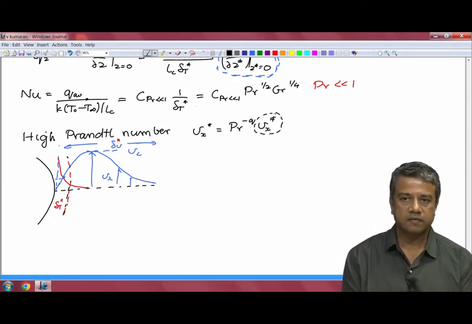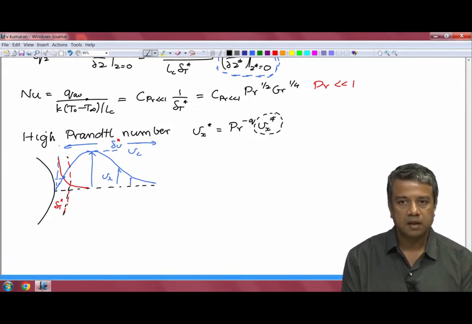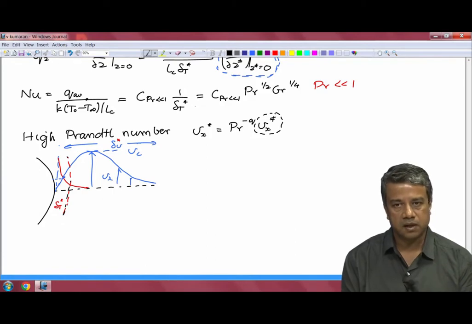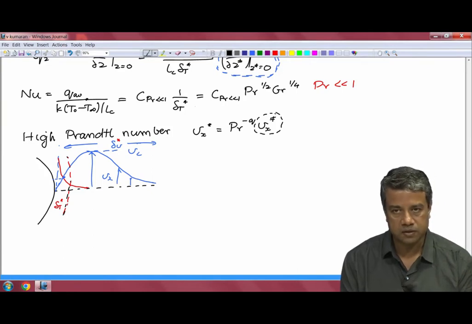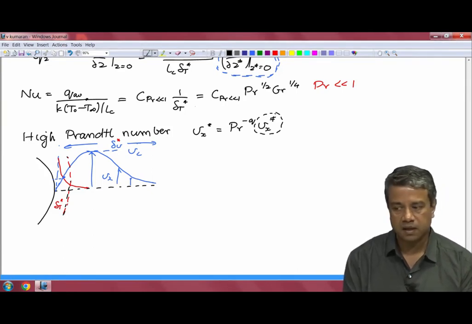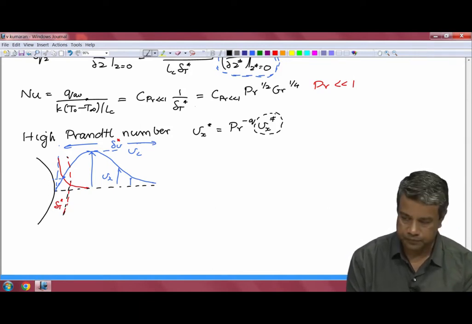So, therefore, since the velocity is 0 at the surface, the velocity has to be close to 0 within the thermal boundary layer, and the magnitude of the velocity will decrease as the Prandtl number increases, or the ratio of the thermal and momentum boundary layer decreases. Therefore, we have postulated that it is equal to some power of the Prandtl number, a negative power which goes to 0 as Pr goes to infinity, times an order 1 quantity which is Vx double dagger.